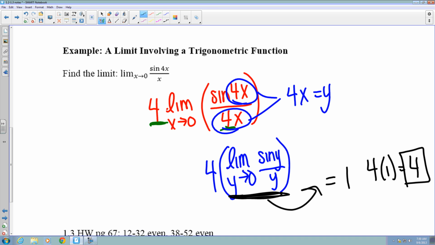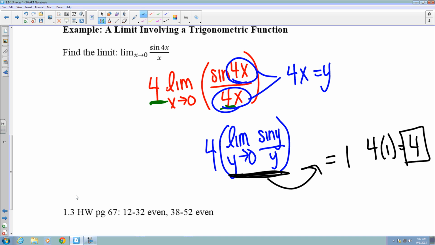It's a little bit harder than anything you're going to have to do in your homework, but just recognizing how we did that, that multiplying by 4 over 4 is a good thing to know. Your homework is at the bottom here, and that was our section 3.